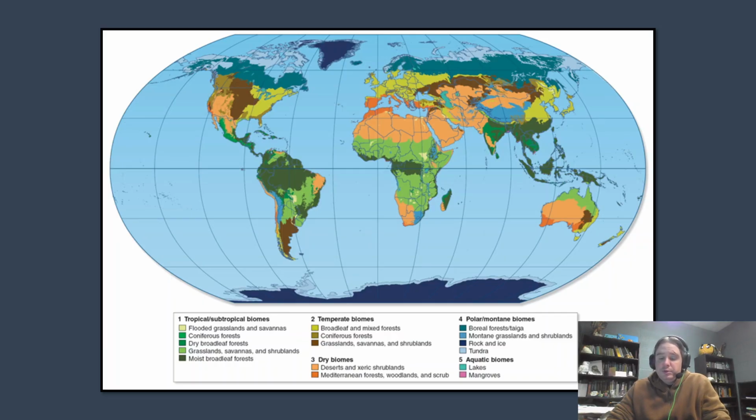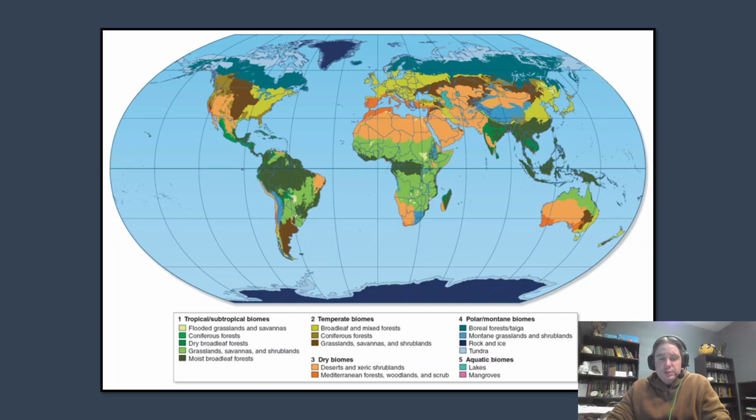Now, when we talk about communities, we are talking about both the plant and animal aspect. Okay, but when we define these biomes, we define them more based on the vegetation, the primary producers of the system of interest.